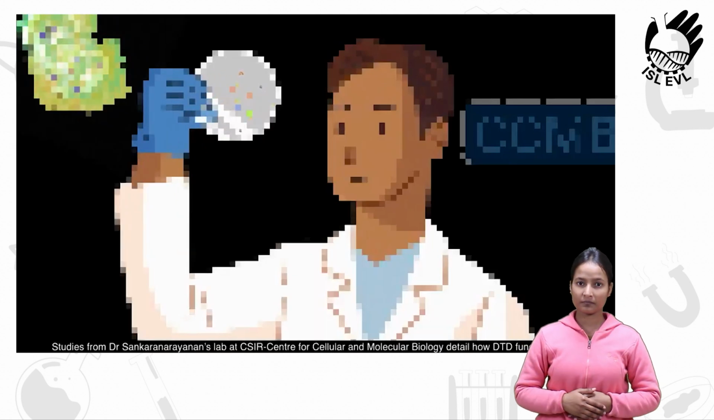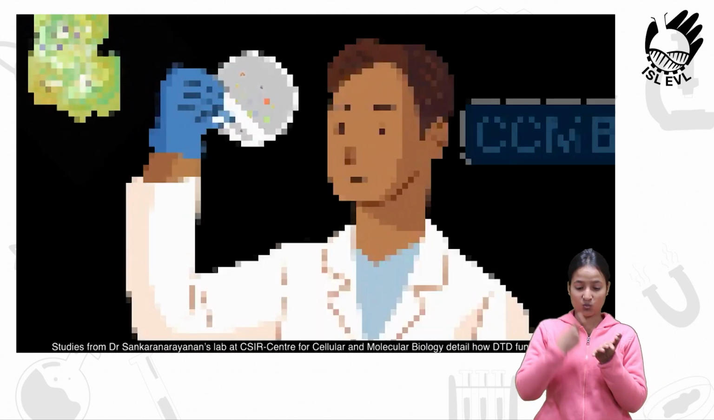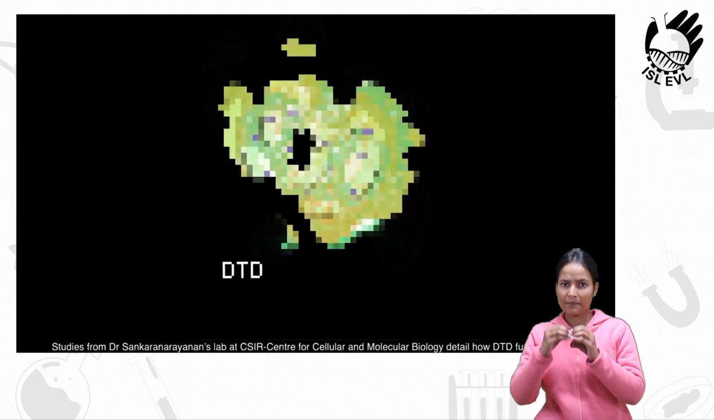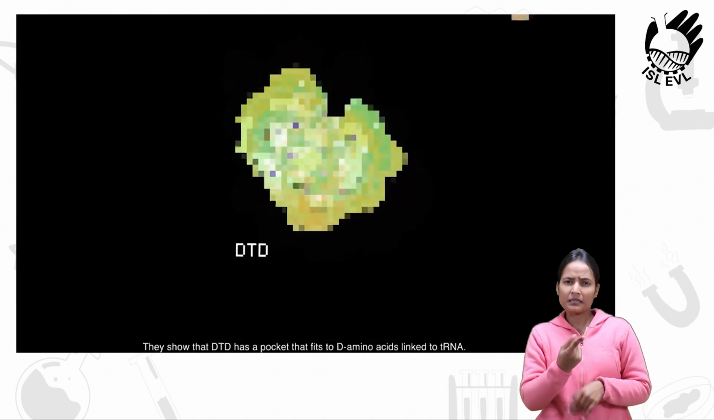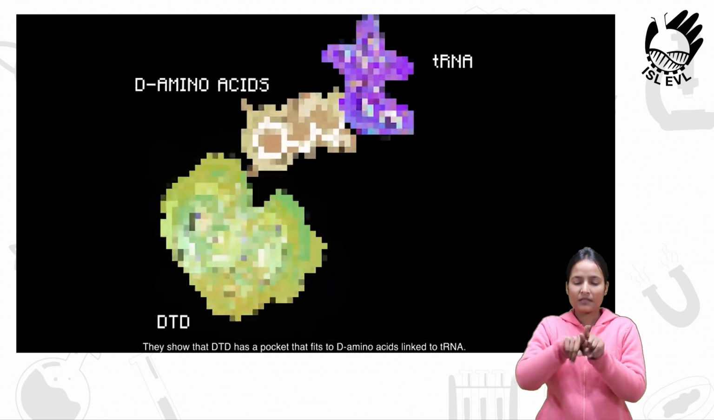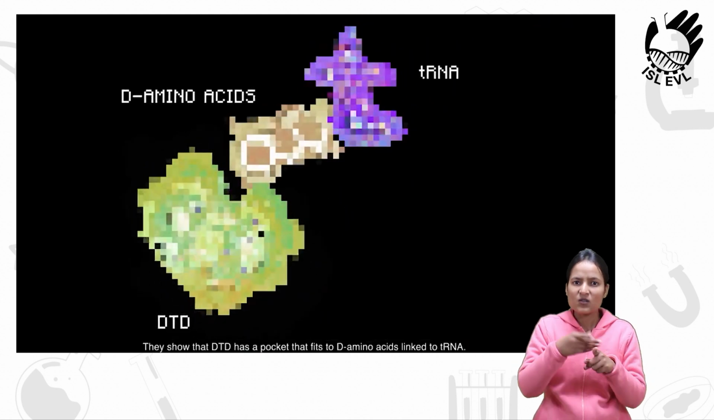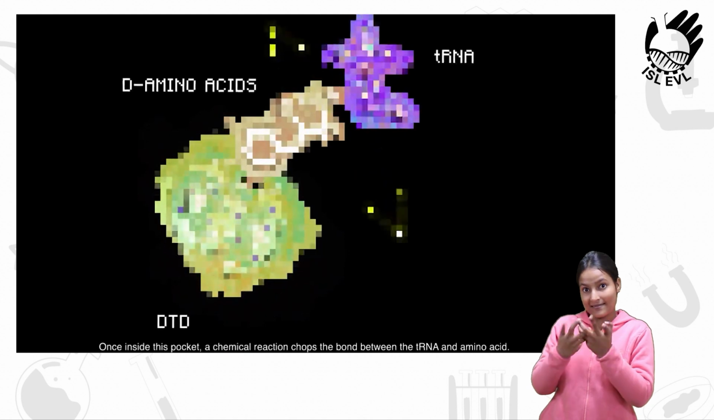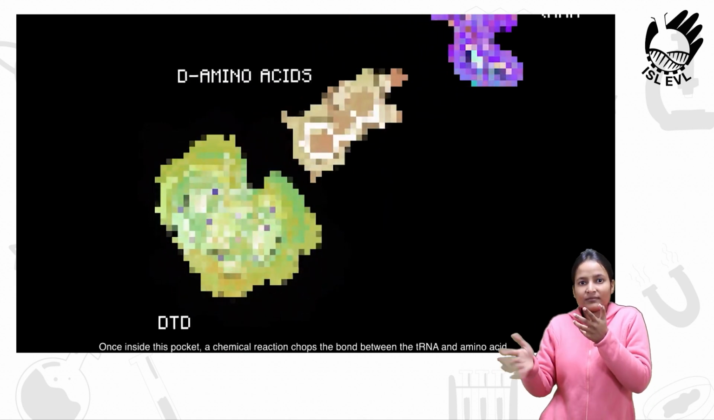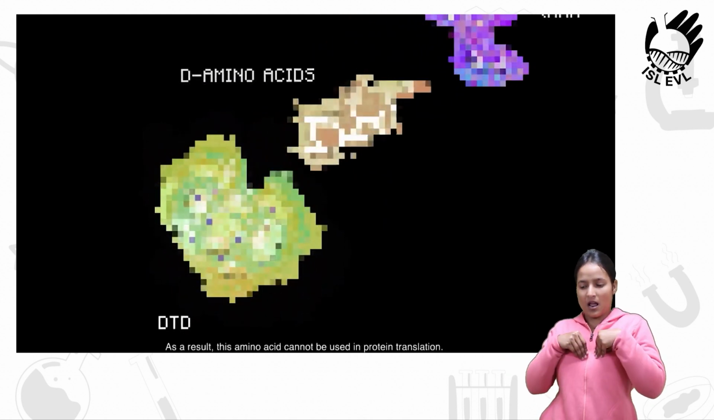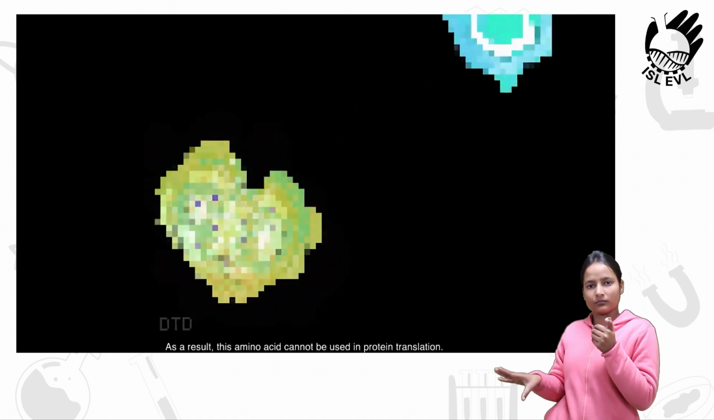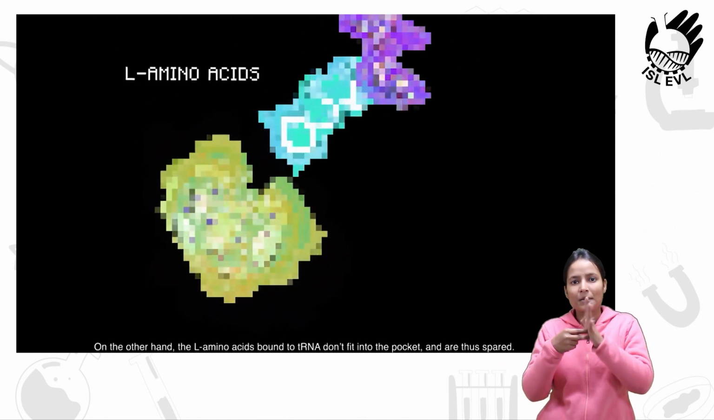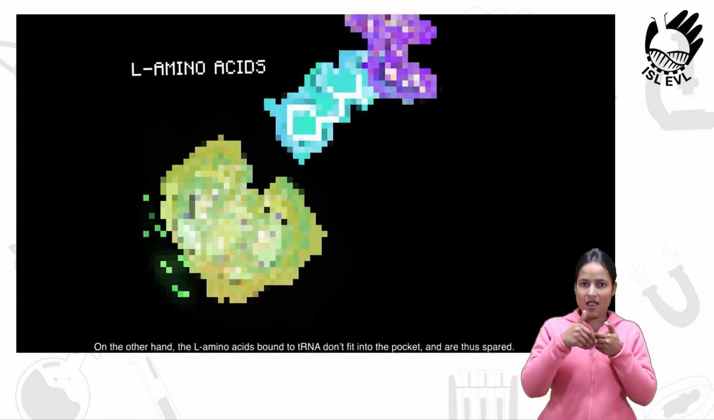Studies from Dr. Shankaranarayanan's lab at CSIR, Center for Cellular and Molecular Biology, detail how DTD functions. They show that DTD has a pocket that fits D amino acids linked to tRNA. Once inside this pocket, a chemical reaction chops the bond between the tRNA and amino acid. As a result, this amino acid cannot be used in protein translation. On the other hand, the L amino acids bound to tRNA don't fit into the pocket and are thus spared.